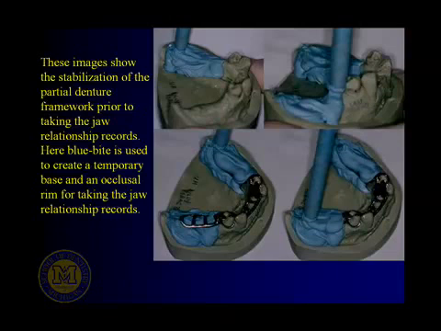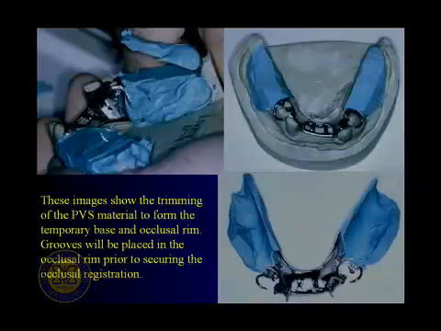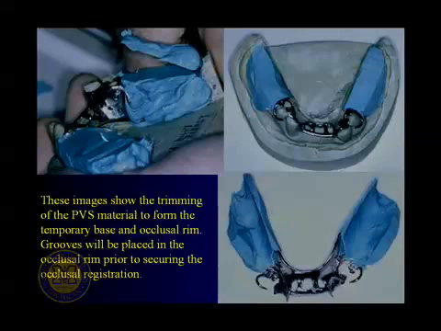And after it's set up, you can just take a number 11 blade or a red-handled knife with a 25 blade, and then just proceed to take your scalpel and cut and shape this Blue Bite material until you make it the same shape that you would like your wax occlusal rim to be. This just happens to be a Blue Bite occlusal rim and record base all rolled up into one. Works very easily, and you can do that on your master cast once your framework comes back.